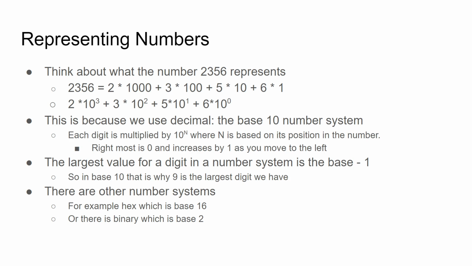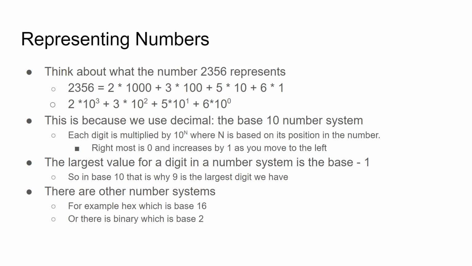These are base 10 because we're using the decimal number system, and we probably use it because we have 10 digits on our fingers. So we take each digit and multiply it by 10 to the n, where n is its place in the number. The rightmost digit is the least significant digit, place 0. The leftmost digit is the most significant digit. And as you move up, the exponent increases by 1.